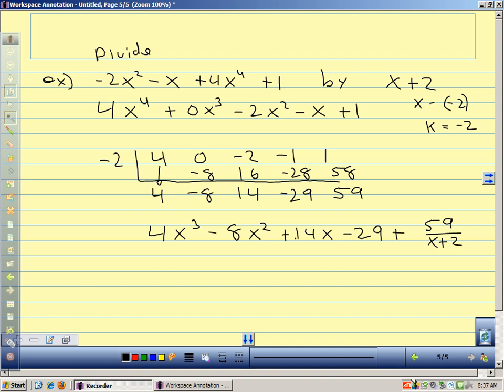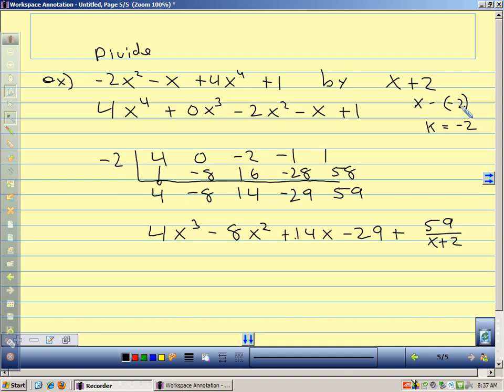Any questions on how we do synthetic division? A good part of the homework tonight is just going to be practicing this synthetic division and the long division. Remember to write your polynomial in decreasing powers, and synthetic division only works when we have x minus k.